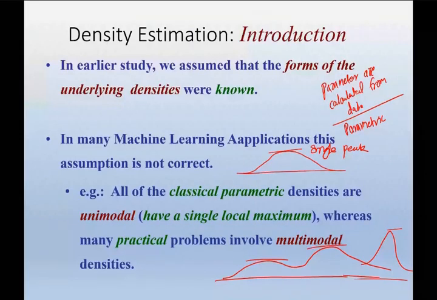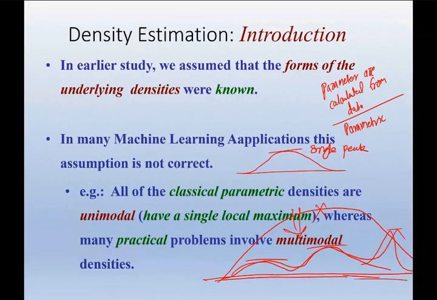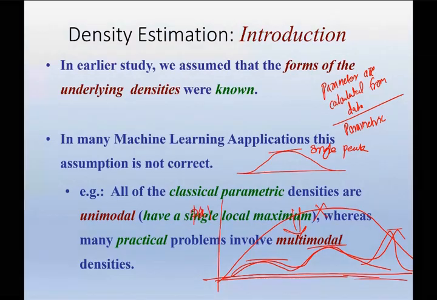If my actual distribution is like this, and if I assume that this data is distributed like this, this will be a wrong assumption. I should not fit this kind of curve for such a distribution. Remember, this is probability of x given some omega, and this side is your variable x.